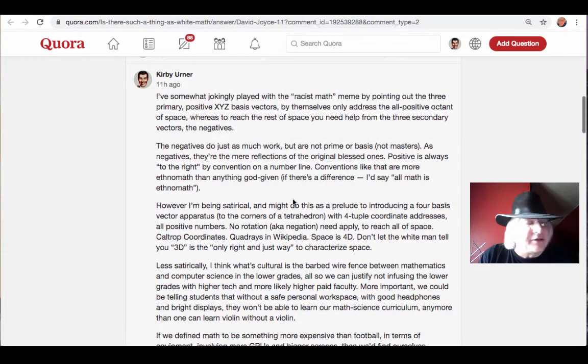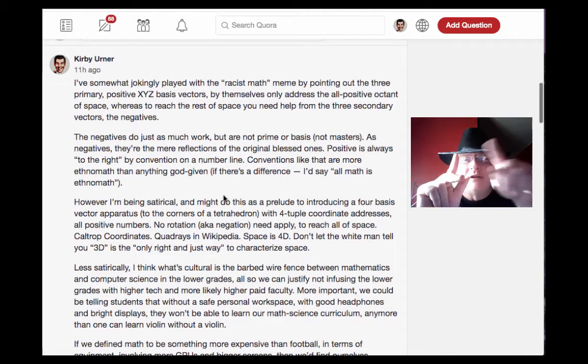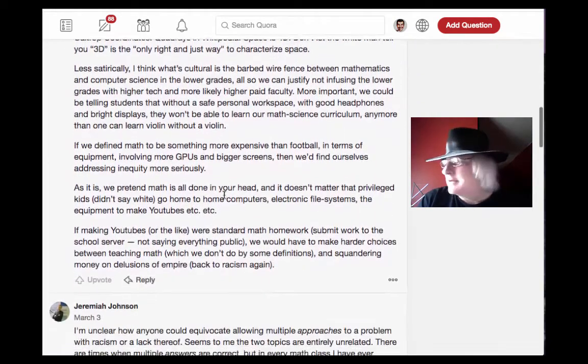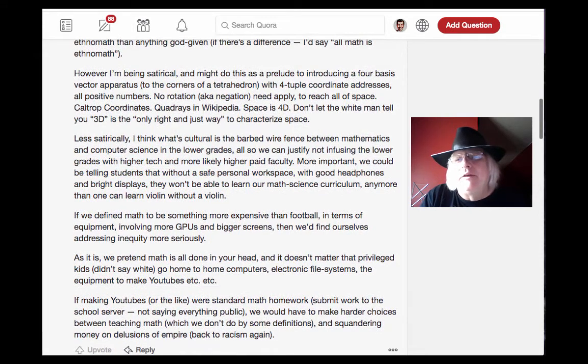I have played in kind of a satirical sense with what's racist about the math we teach in terms of the XYZ coordinate system having 3 positive vectors that, by themselves, can only reach 1 octant of XYZ space, right? You know XYZ, right? 3 mutually orthogonal. It's kind of a cross, so what about the negative non-basis vectors? They do the same amount of work, but they're not basis vectors, right? They're just secondary, non-basis vectors. And this is kind of an introduction to quadray coordinates, which is on Wikipedia. I didn't even put a link in the comment.